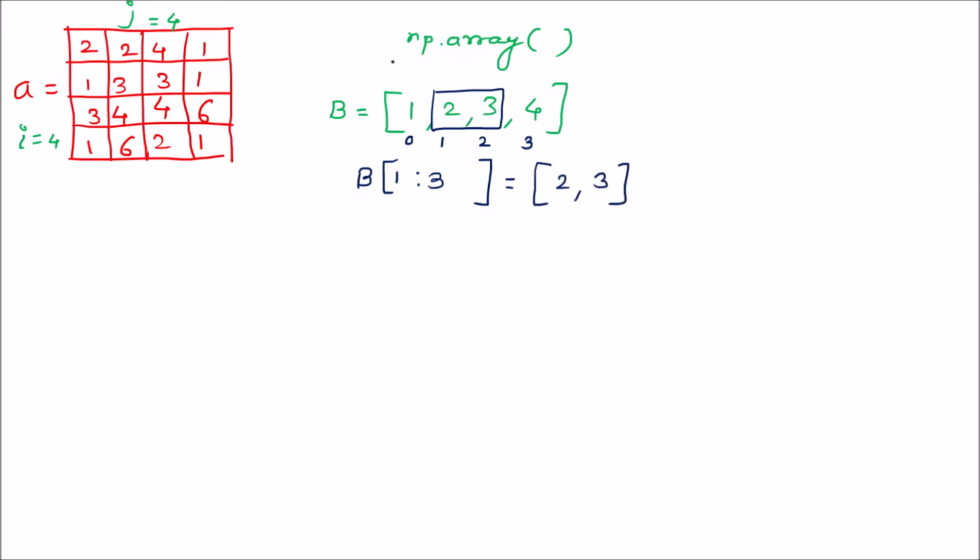Suppose you want to slice this one dimensional array from 2 to 4. How can you write? You can write B of the starting value 1, colon. You need not specify the ending; it will display till the end. So the answer it will display is 2 3 4.